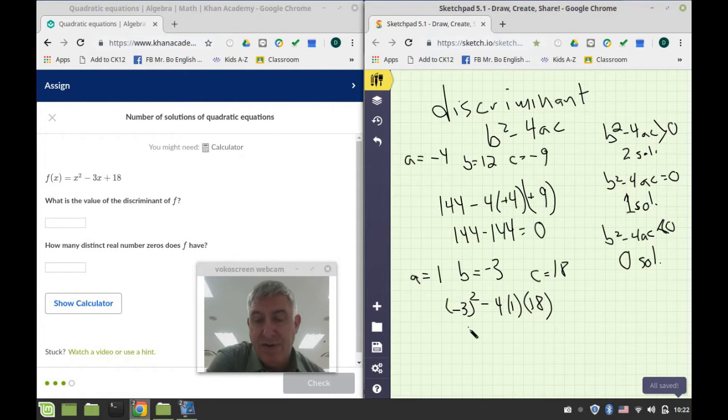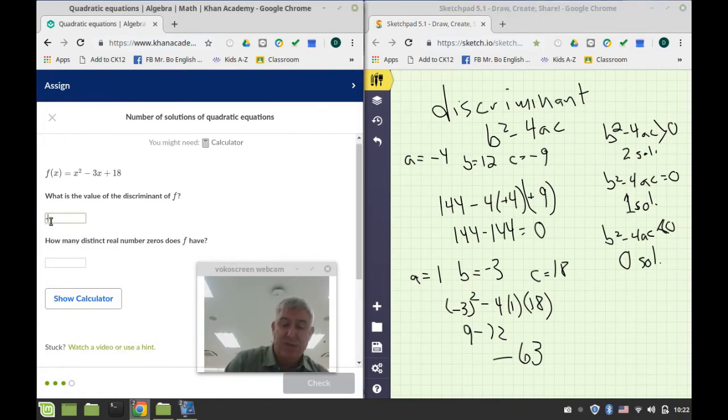So now I have 9 minus some big number. What is it? 72. Okay, but this is definitely a negative number. So let's see. I actually have to find it here. Okay, so it's -63. All right, so our value of the discriminant is -63.